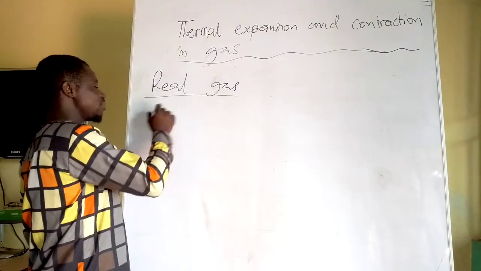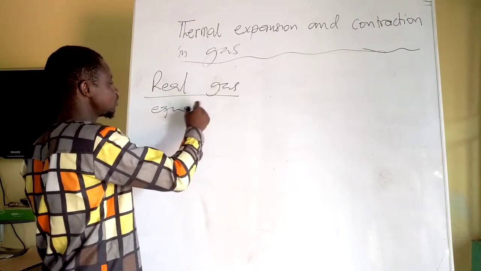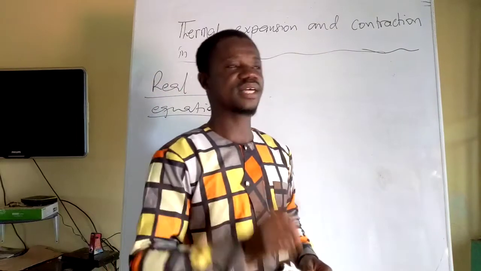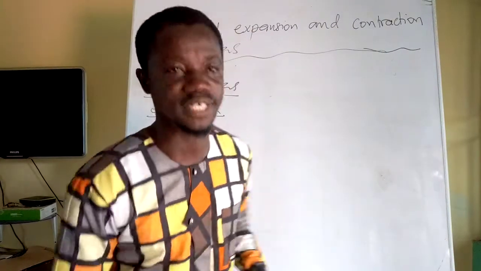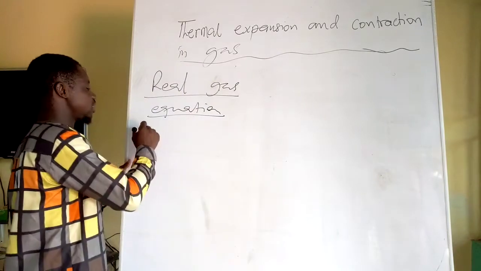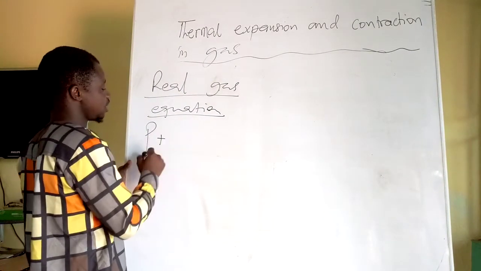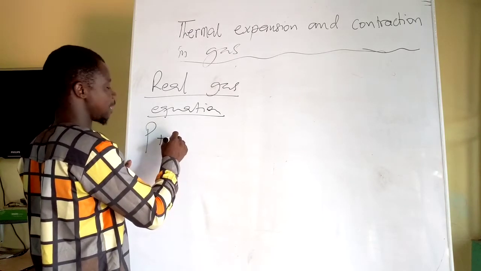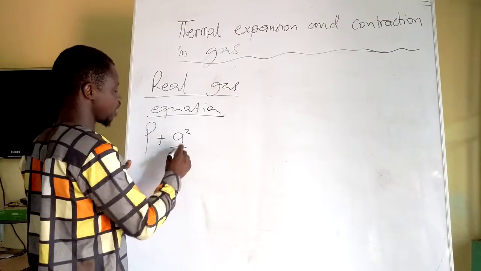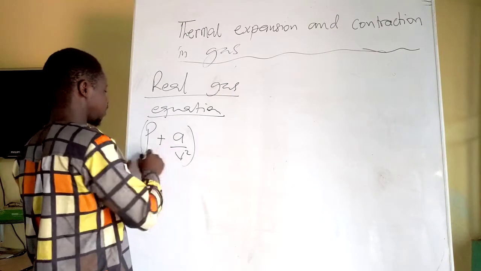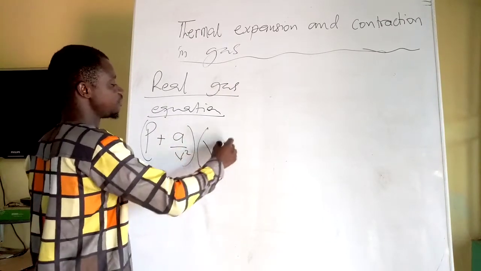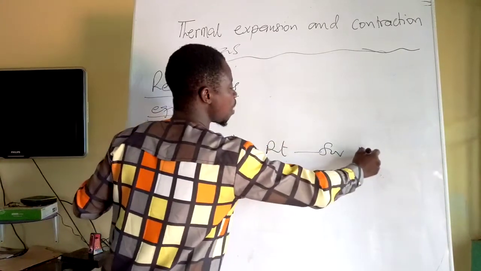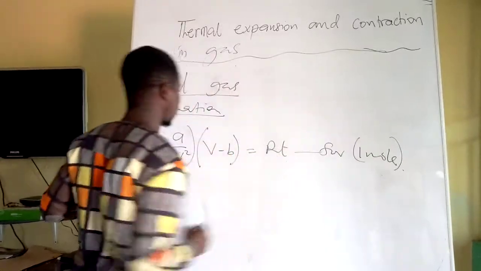So we look at the real gas equation. It is also called the van der Waals equation of state. And the real gas equation is given by (P plus a over V squared), all times (V minus b), is equal to RT for 1 mole. For 1 mole of a gas.